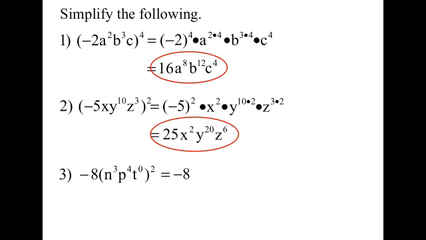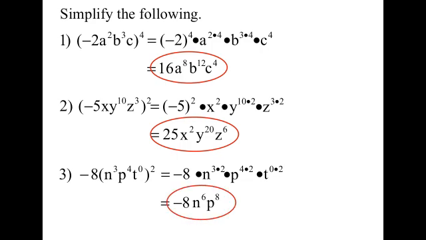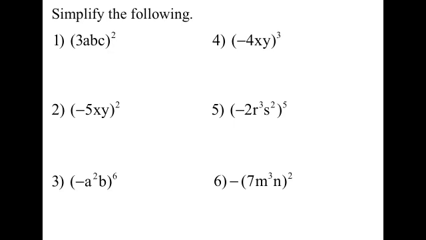So it's negative 8 times n to the third power times the second power times p to the fourth power times the second power times t to the 0 times the second power. When I simplify it, I get negative 8, n to the sixth, p to the eighth. Now t to the 0 times 2 really makes t to the 0 power, and anything to the 0 power is equal to 1. So that's times 1, so it would really just be negative 8n to the sixth, p to the eighth. Now try some more. Pause the recording and finish the practice problems.